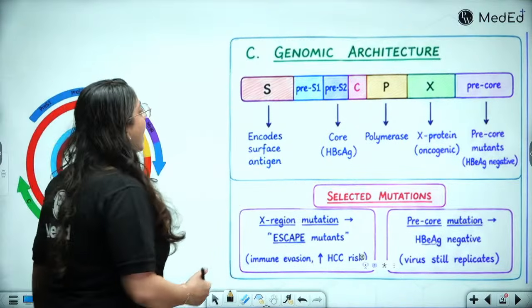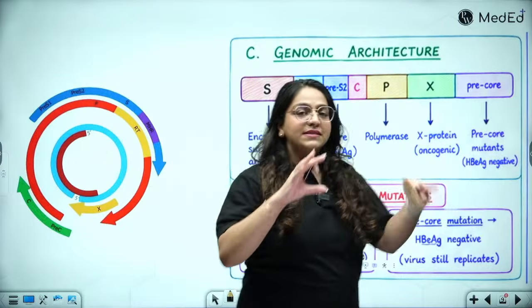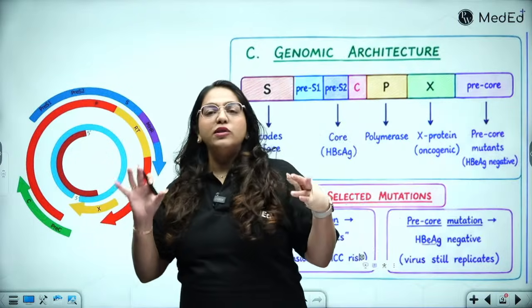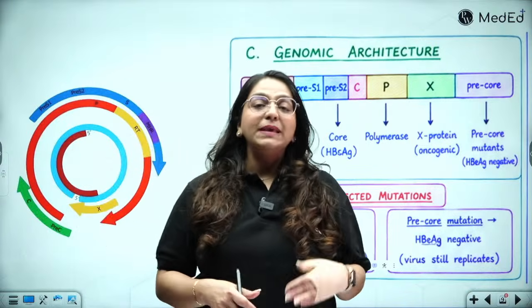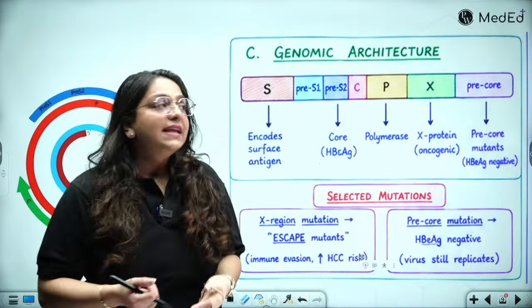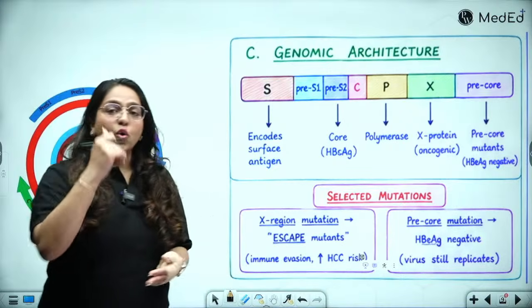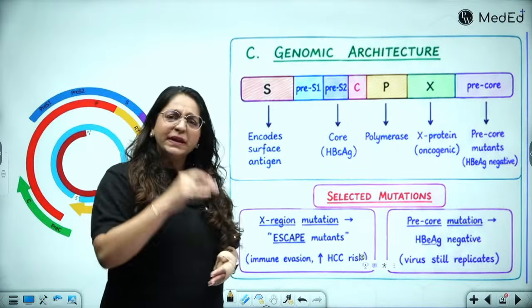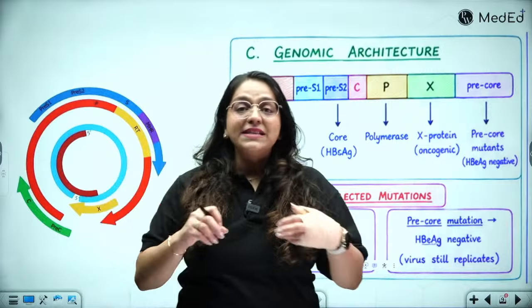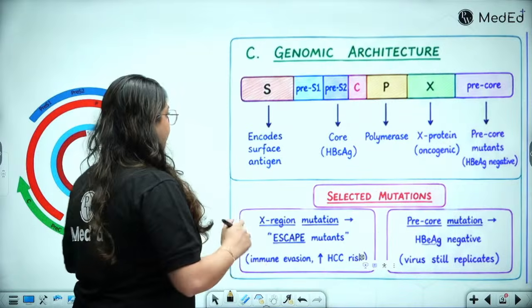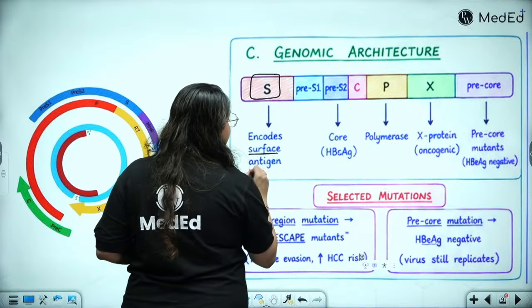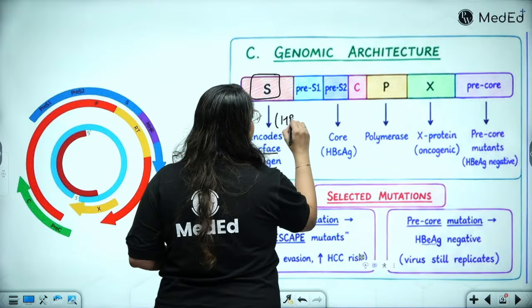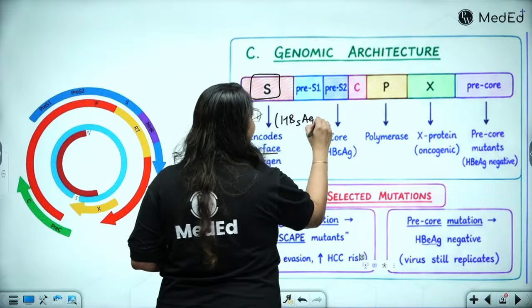Okay? So every virus genome is going to code for all the important structures in its shape or morphology. So what are all the important structures in hepatitis B virus? There is the surface antigen, there is the core antigen, there is the pre-core antigen. So all of these little genes are going to code for it. You have the S region in the genome. S region codes for the surface antigen. So this is the guy which is going to code for the hepatitis B surface antigen.